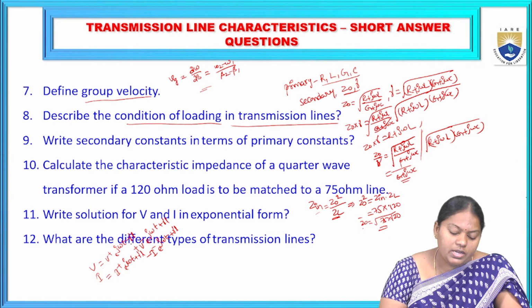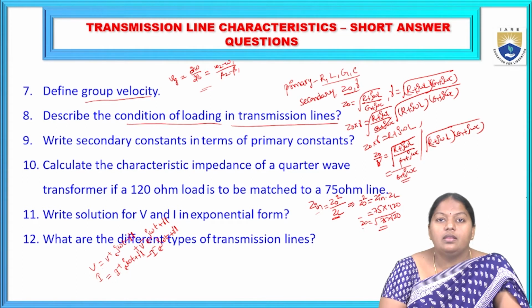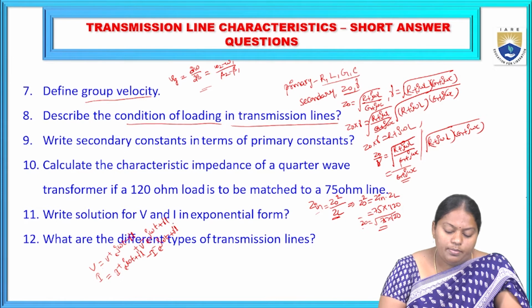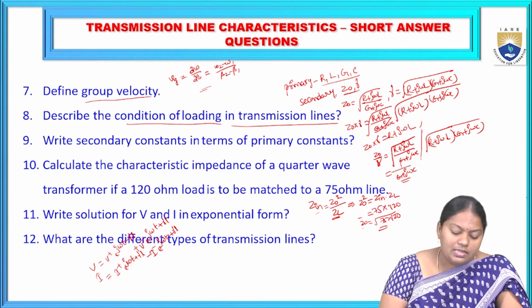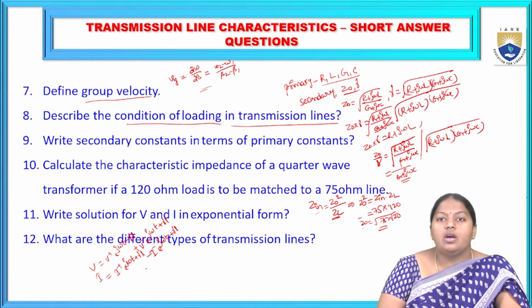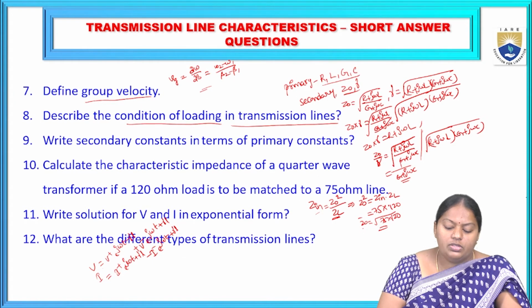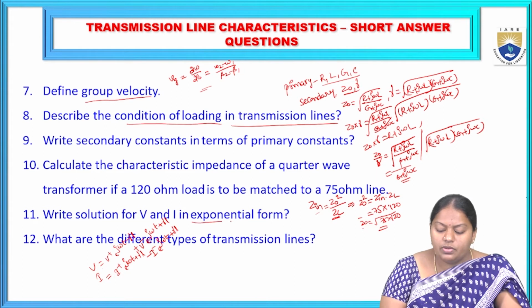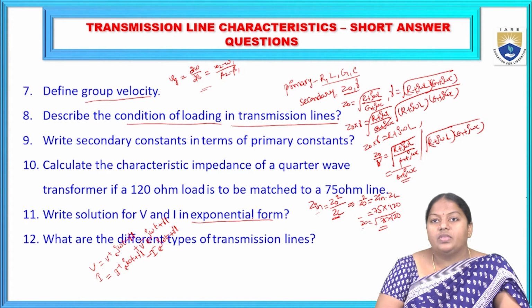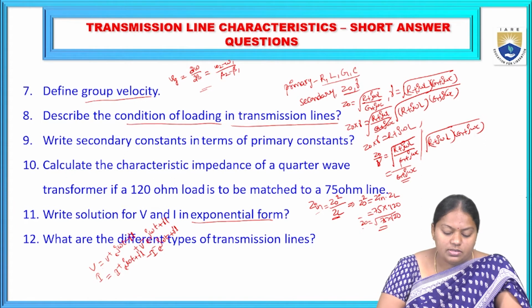One is e power j omega t minus gamma L, which is in the forward direction, and e power j omega t plus gamma L represents the wave moving in the backward direction. V plus and V minus are the magnitudes of the forward traveling wave and backward traveling wave. Similarly for the I components, I plus and I minus are the two magnitudes of the current wave equation, which is expressed in terms of the exponential form of the transmission line equations.